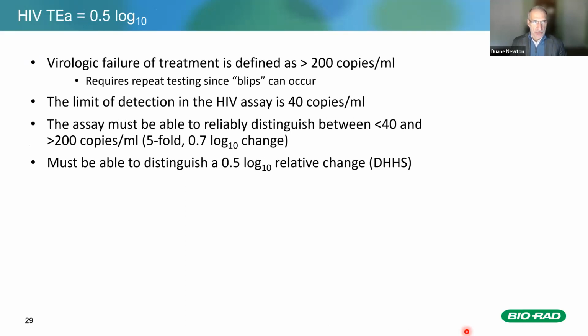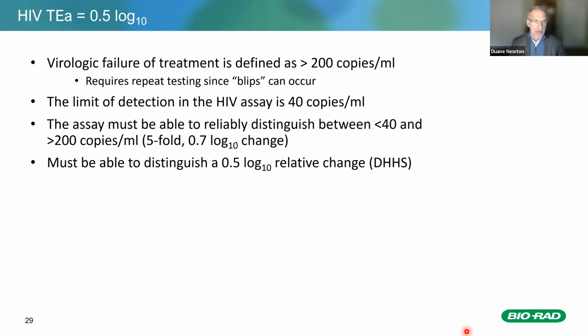So as a first example, a well understood example, is that HIV has a long history in recognizing that the total allowable error or clinically significant change for that test is 0.5 logs. Where that comes from is the recognition that virologic failure of treatment is defined as a value greater than 200 copies per mil. And again, reminding you that individual values above that require repeat testing since blips can occur. And the limit of detection in the HIV assay that we use is 40 copies per mil. So that's a 5-fold change. So your assay must be able to reliably distinguish between this cutoff of 40 and greater than 200.